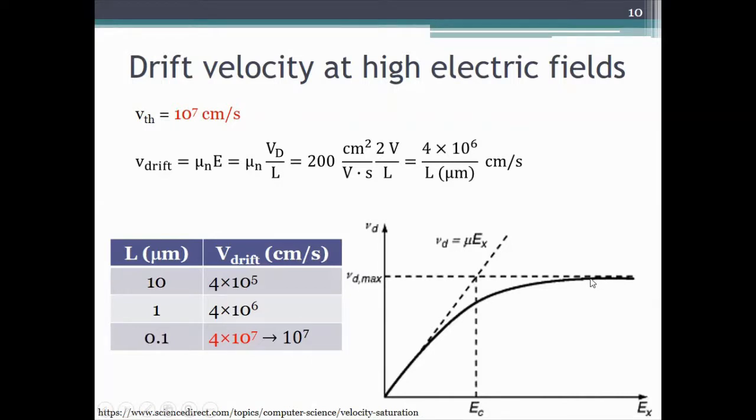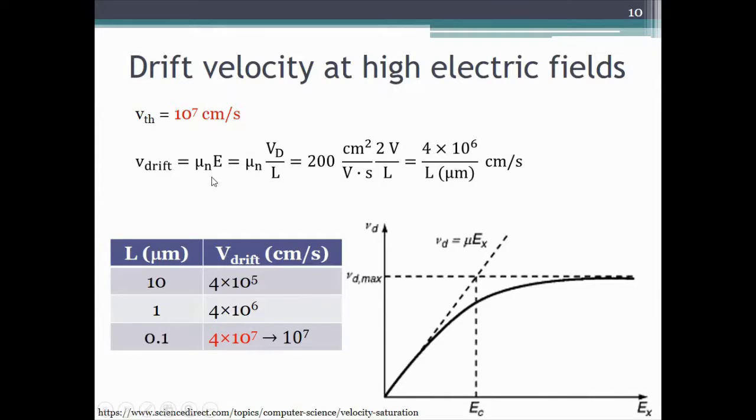Alright, what does this mean for our MOSFET? What it means is that as the channel length reduces, you can see 2 volts is a very normal voltage. As the channel length reduces, current will not increase with the drain voltage as predicted by our simple model.